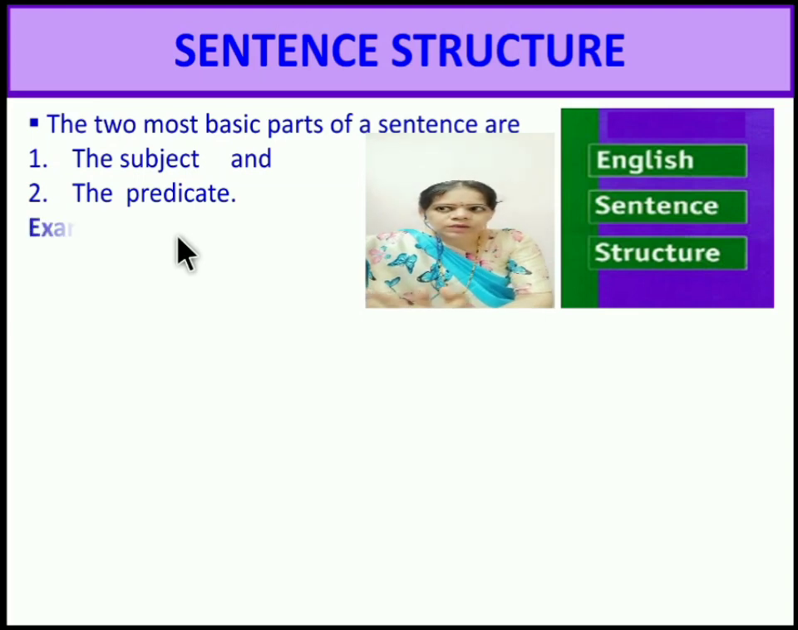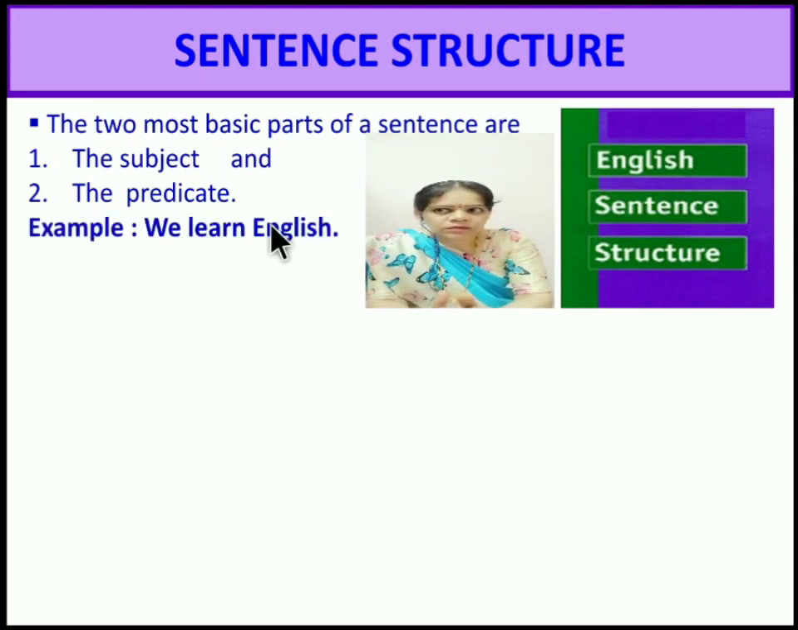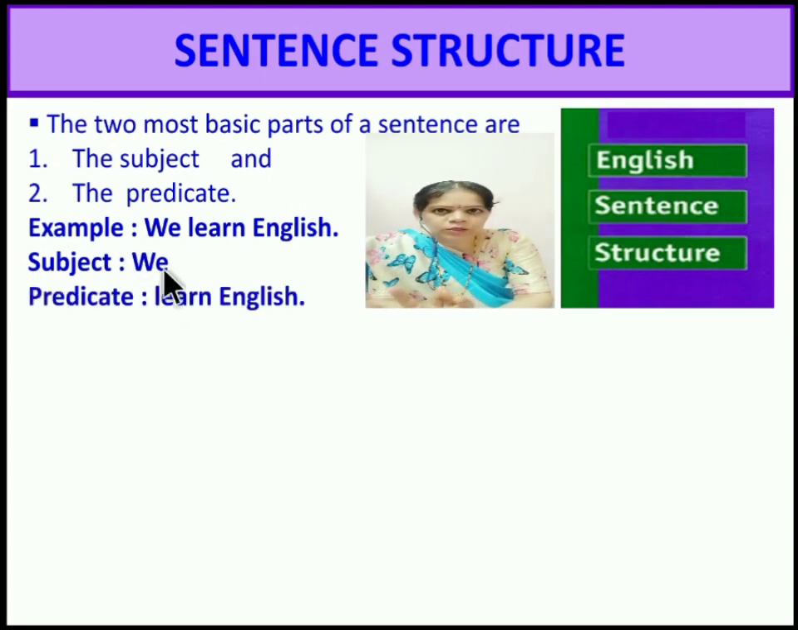For example, if I take the sentence "We learn English," the word "we" is the topic about which we are talking here. So "we" becomes the subject, which ideally falls at the beginning of the sentence. And the remaining part of the sentence, "learn English," becomes the predicate.